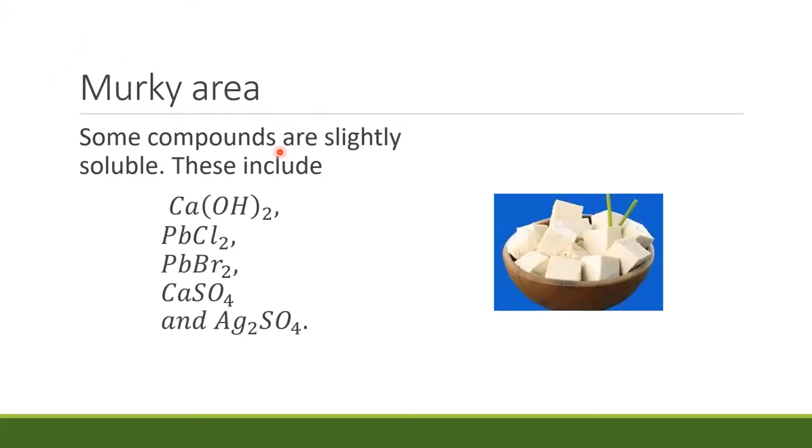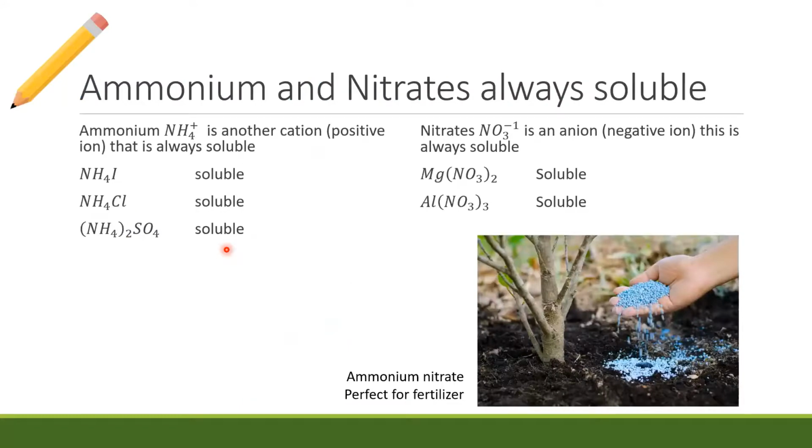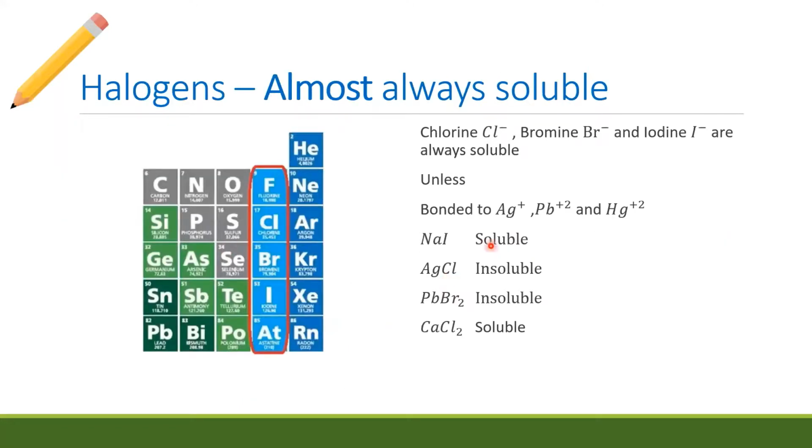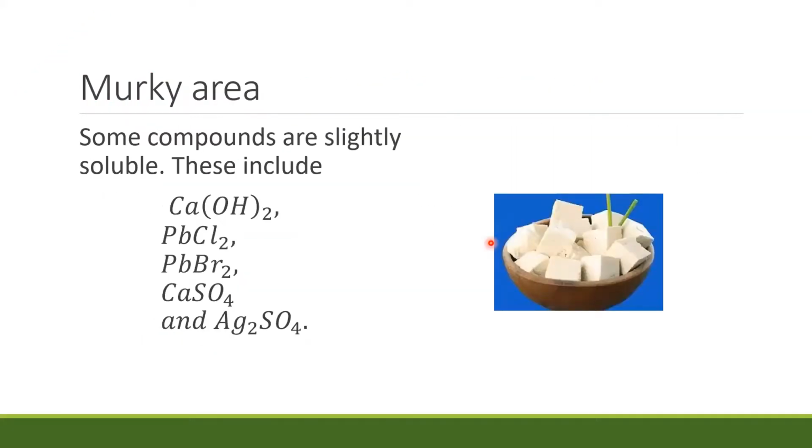Some of these compounds are slightly soluble. You don't have to understand why, I'm just showing you. So PbCl2, right? I told you guys that Cl, if it's bonded to lead, is insoluble. But PbCl2 is actually slightly soluble. Same as calcium hydroxide. Hydroxide is only soluble if it's bonded to Na, K, or Li. But calcium hydroxide is slightly soluble.